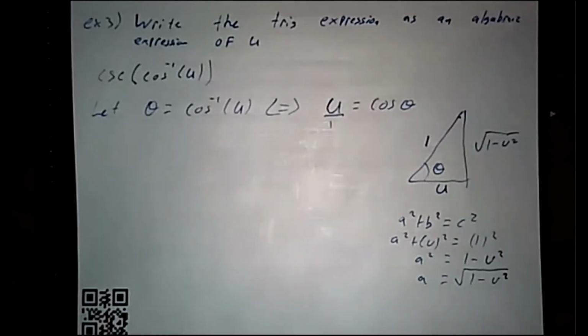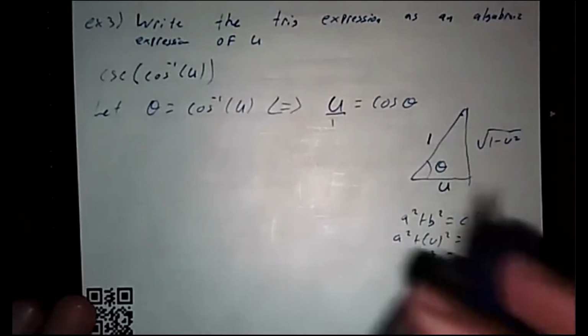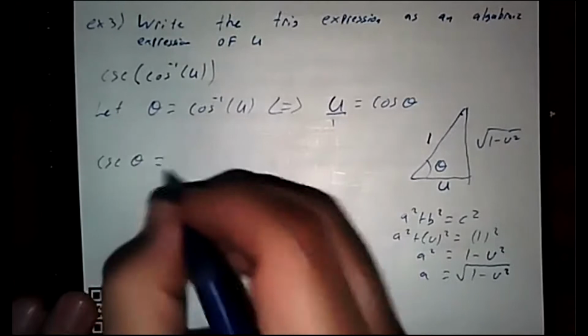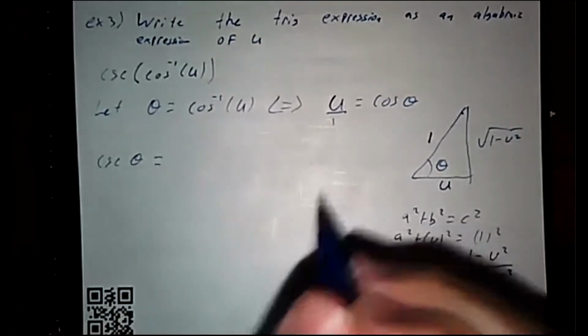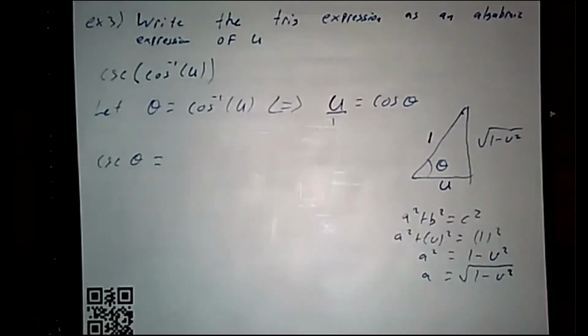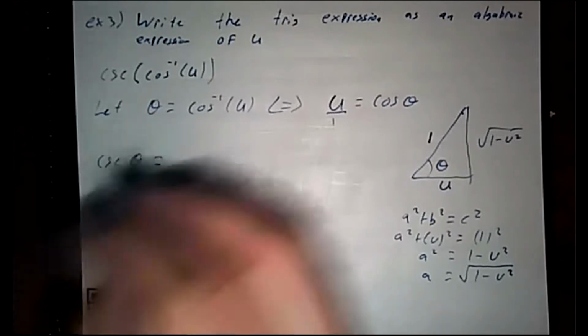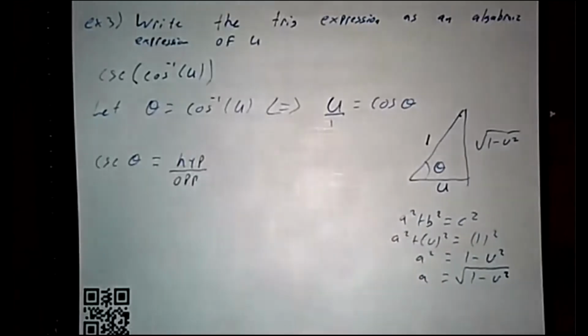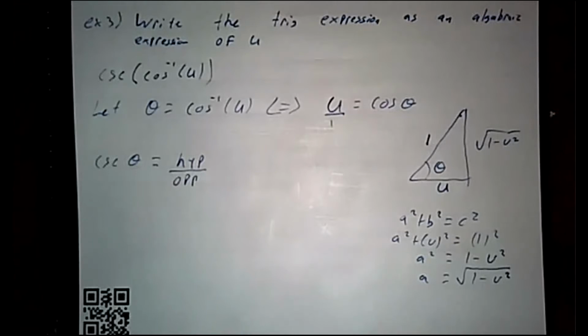So what is cosecant? Right, that's the reciprocal of sine, so it'd be hypotenuse over opposite. Is that correct? Yes, it is. Is it 1 minus u or 1 minus u squared? 1 minus u squared.